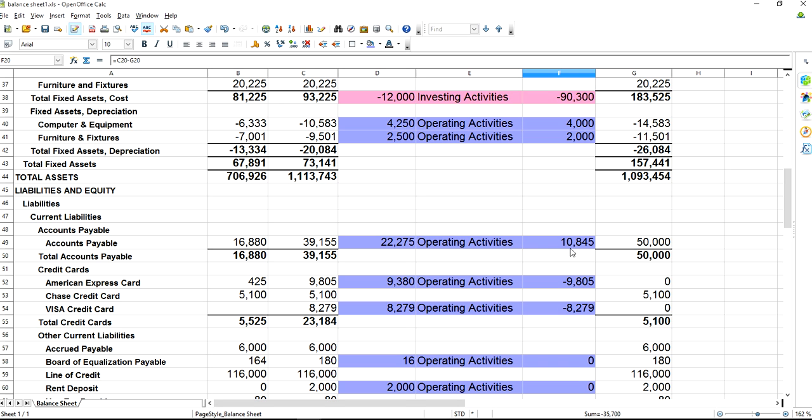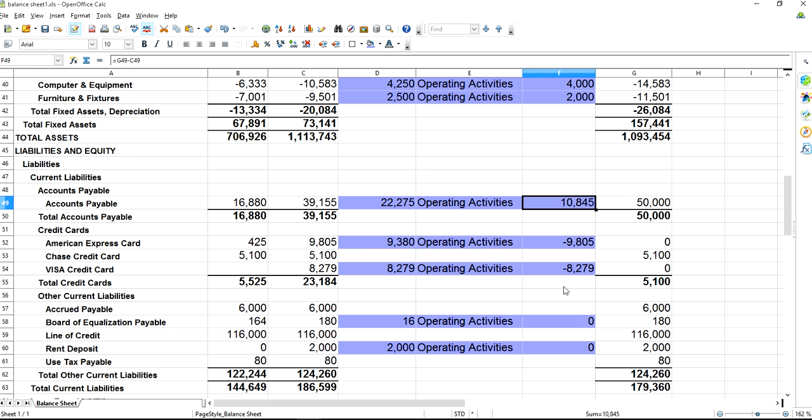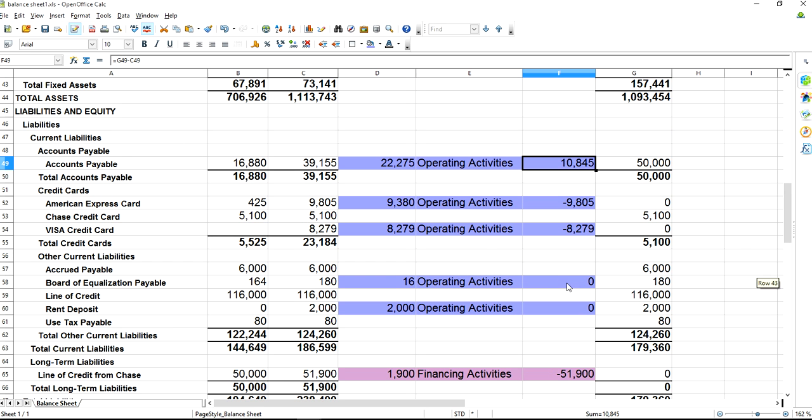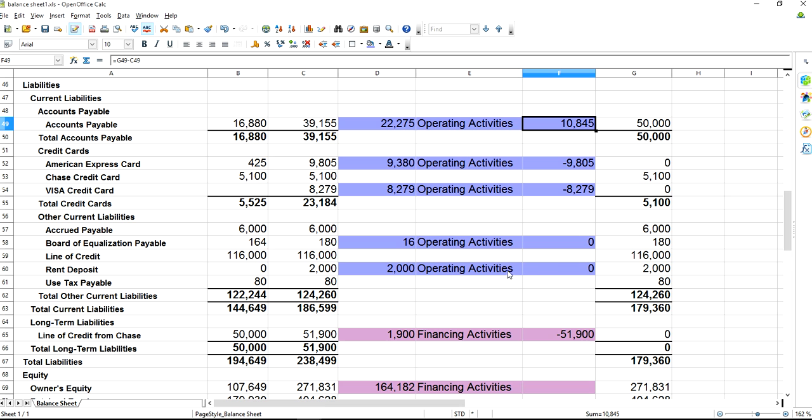Operating activities, accounts payable, I'm saying we can go up. We go up by 10,000. Used to be 39, now it's 50,000. And then we'll pay up some American Express cards, 98.05. Now it's 0. I'm going to keep the Chase card balance about the same, and we're going to pay up some Visa credit card. Okay, also part of operating activities, and these two will go down. Both staying the same, no change. And the line of credit will also stay the same.